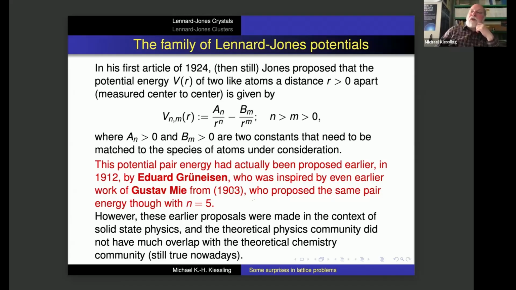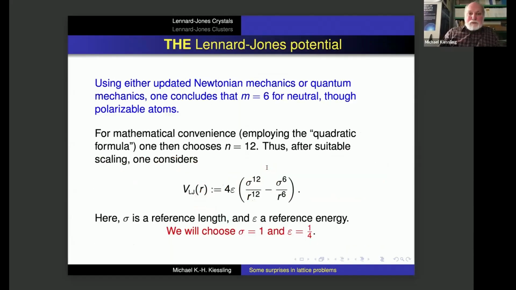But these were solid state physicists. And in the chemistry community where Lennard-Jones grew up, people don't necessarily look into what the solid state people do. But anyway, in the solid state community, this thing is often called the Grüneisen potential for that reason. Okay, good. So now, next title, the Lennard-Jones potential, and that's the famous 12-6 potential.